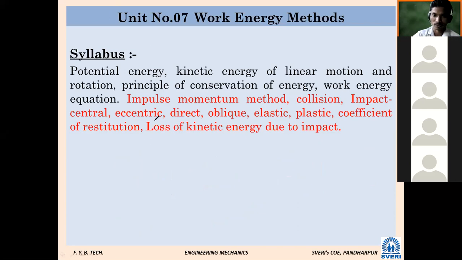Red color the syllabus also: impulse, momentum method, collision, impact, central, eccentric, whatever, all these things. But due to this pandemic situation, the university decided to reduce the syllabus. Only the black color portion, the structure which is in black font, is there in our syllabus. So these terms are very familiar to us: potential energy, kinetic energy of linear motion and rotation.